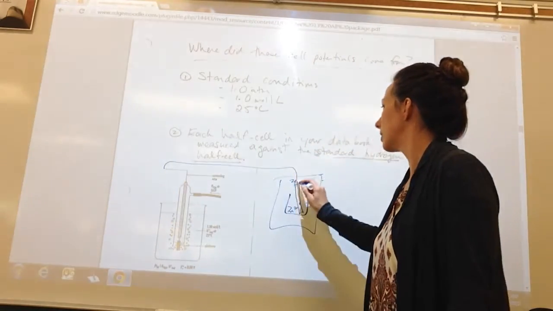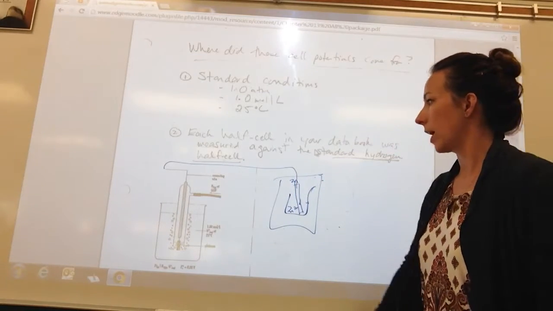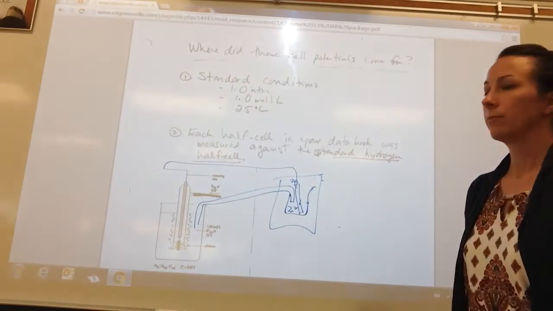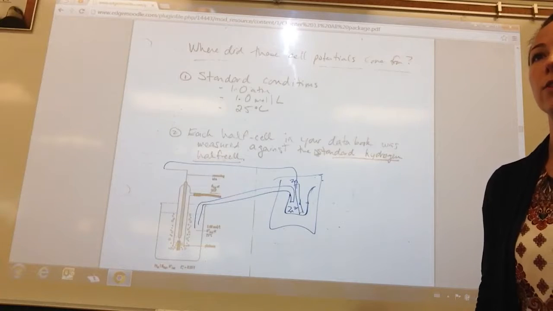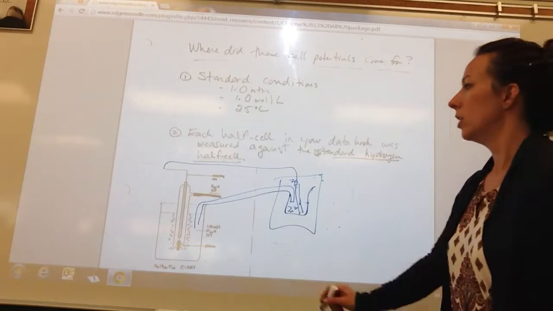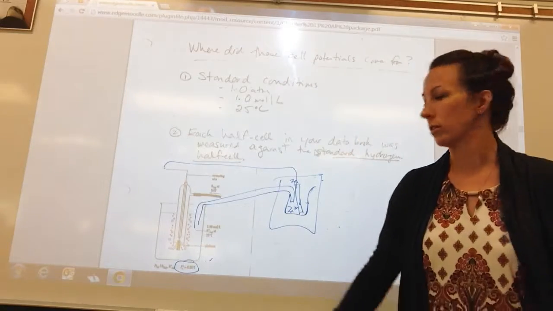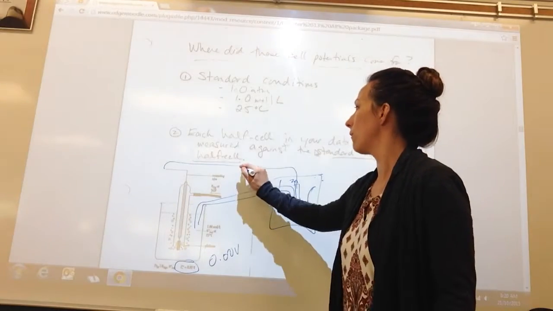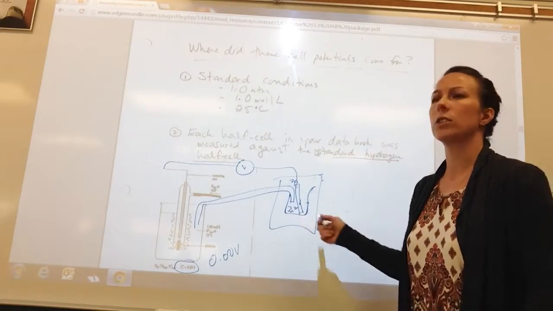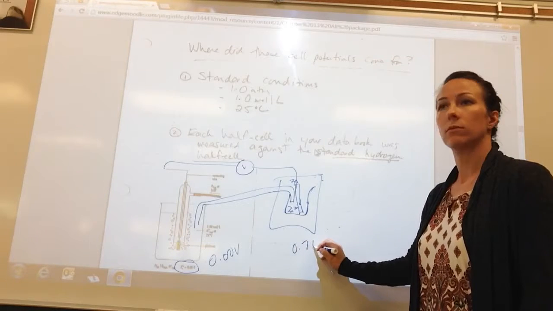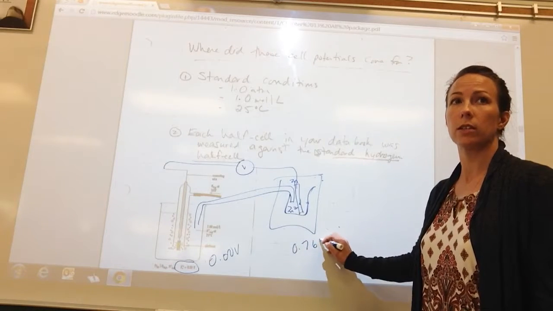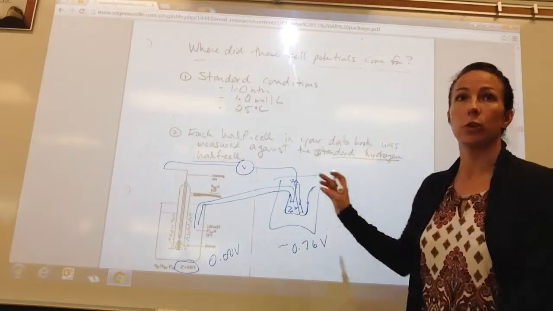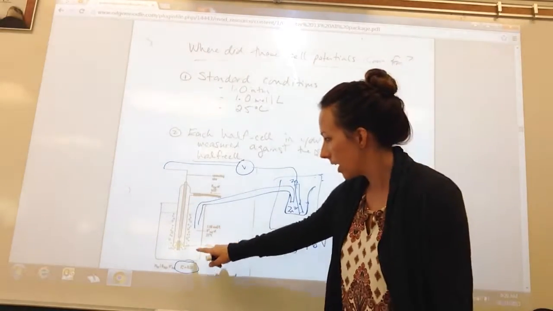So this wire I'm going to connect here. And I'll need a salt bridge from there to there. What is the voltage of the hydrogen half cell? Oh, look at that. So they called this 0.00 volts. And when they connect this system up to a voltmeter, what's the voltage on your zinc in your data booklet? 0.76? Yeah. Positive or negative? Negative.